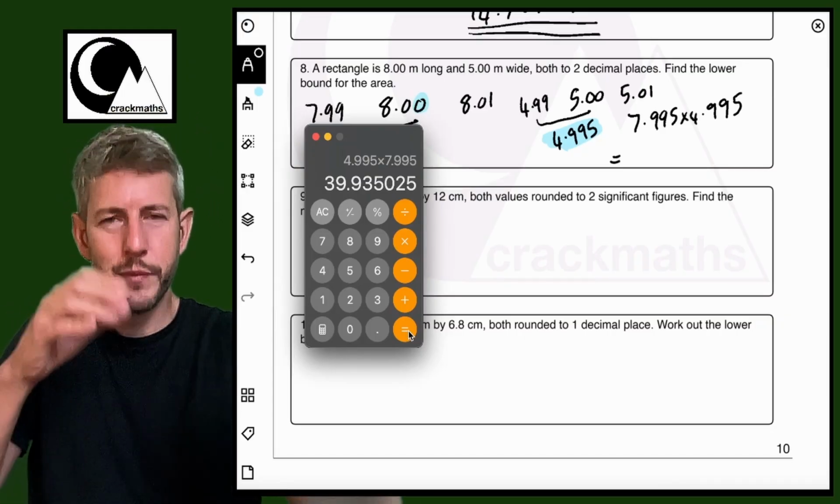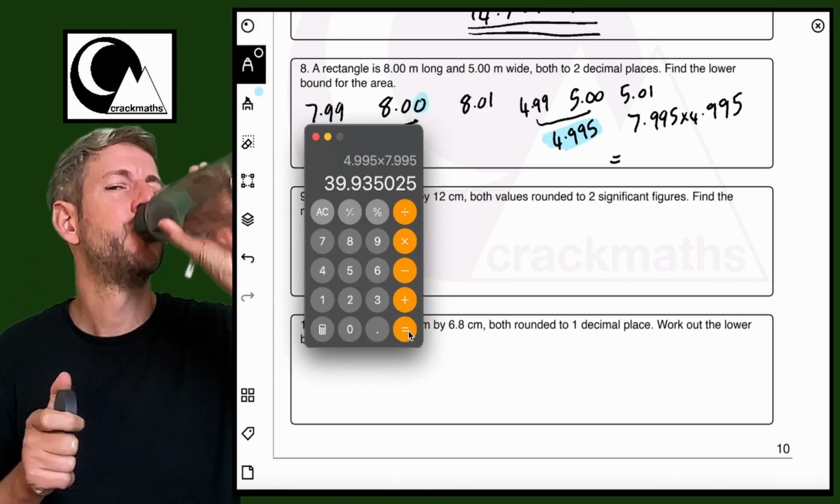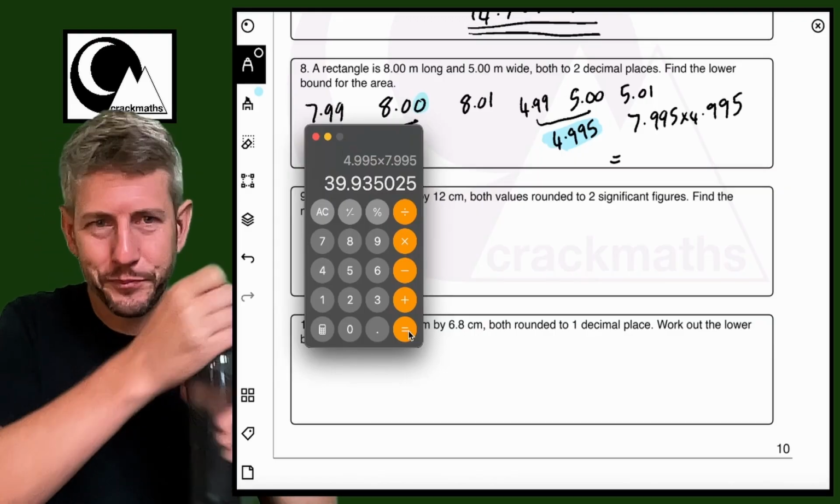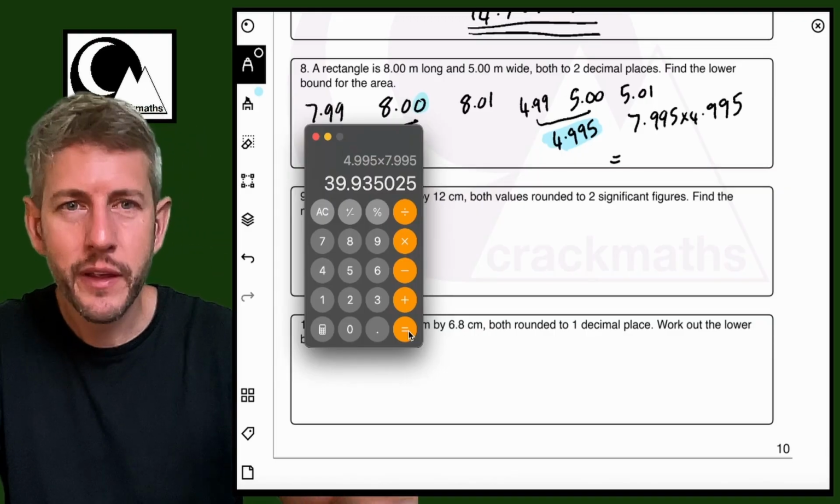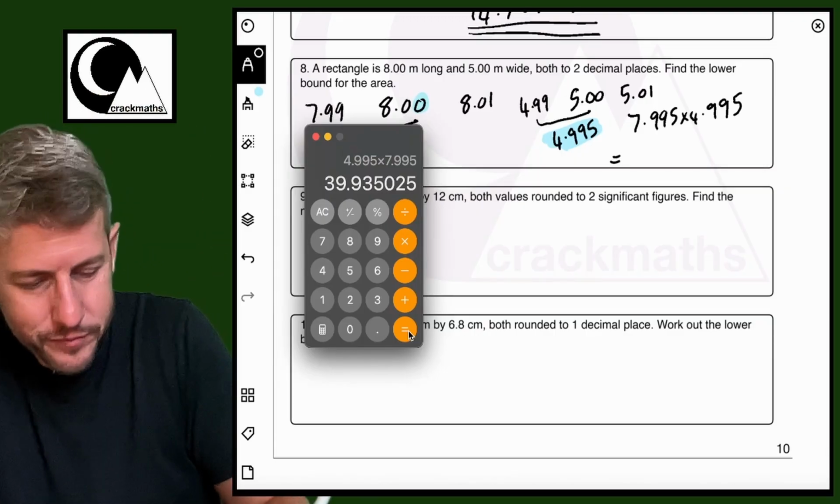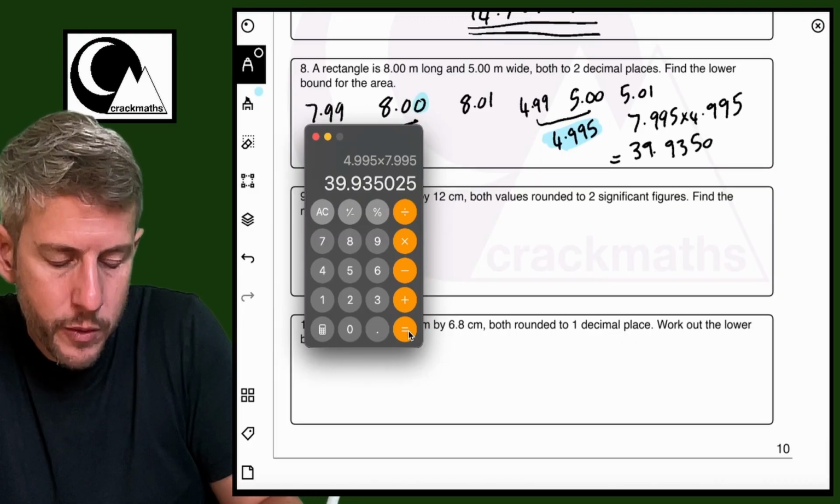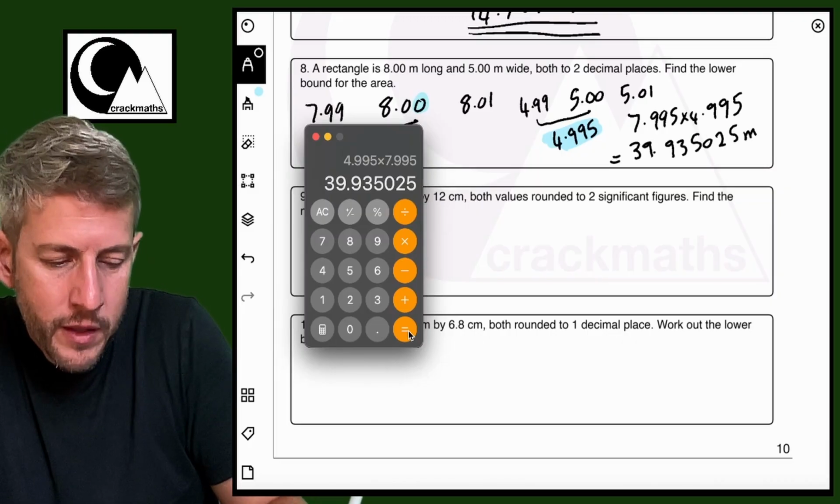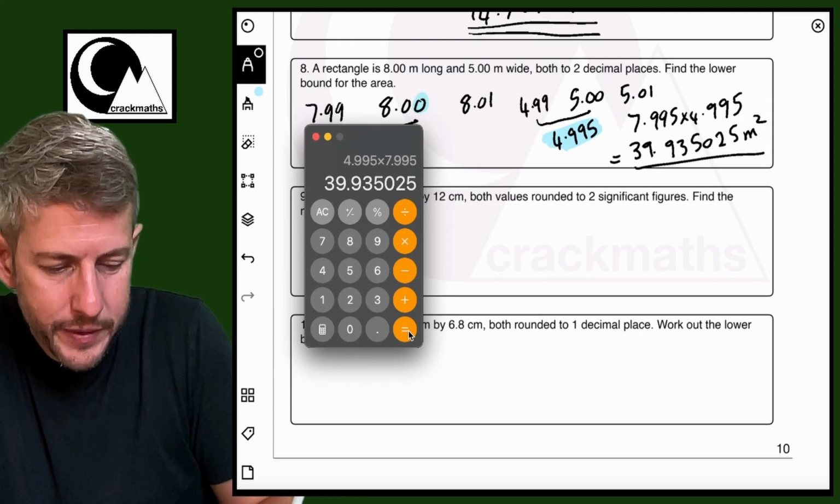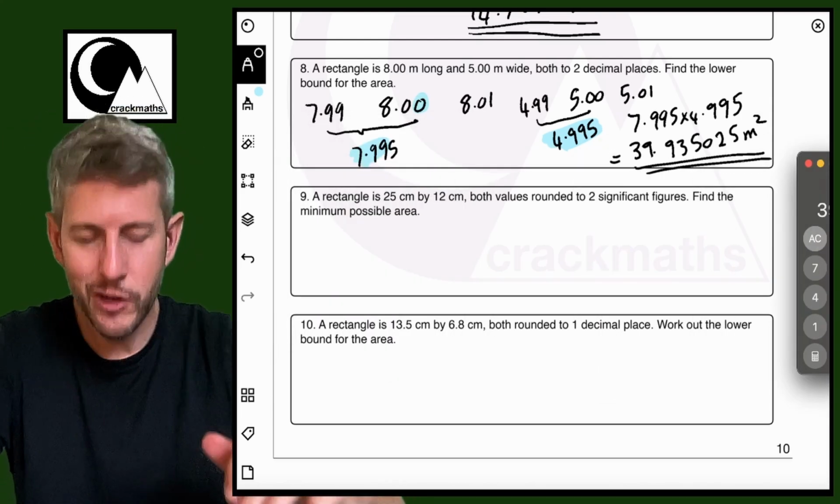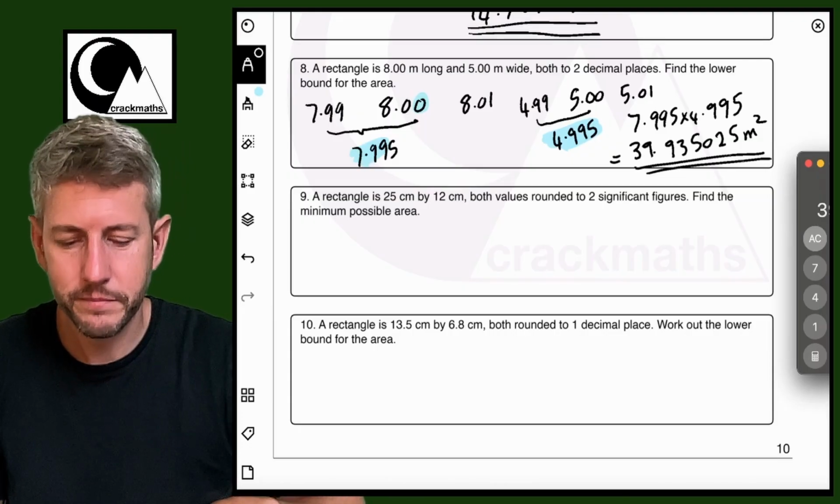Okay, here we go. Sorry, I just need a drink. Right, okay, so here we go. It's going to be 39.935025 metres squared. There we go. Right, let's have a look at question 9.